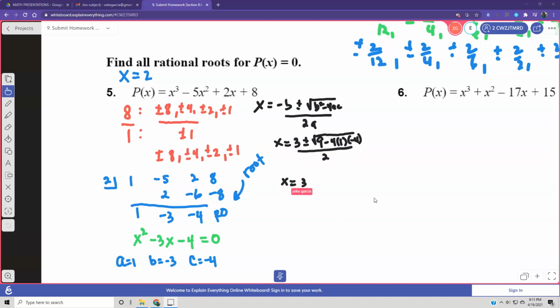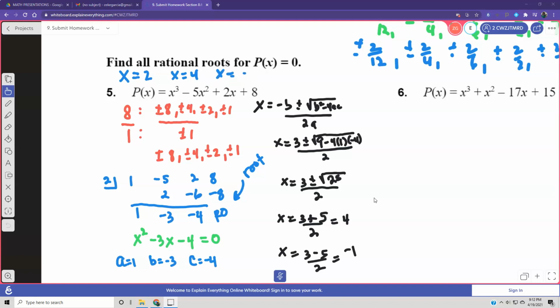So x equals 3 plus or minus the square root. Negative 4 times negative 4 is 16, plus 9 is 25. And guess what? You can get the square root of 25. So you have x equals 3 plus the square root of 25, which is 5, over 2. So that's 4. The other possible answer is 3 minus 5 over 2. 3 minus 5 is negative 2, over 2 gives you negative 1. So what are the answers? X equals 2, x equals 4, x equals negative 1.